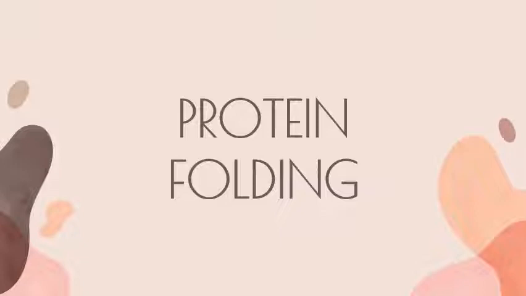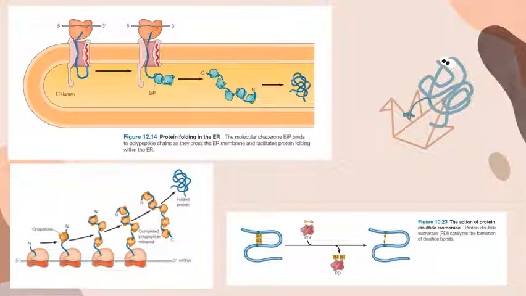Here we are going to cover protein folding. The linear protein translocated into the ER lumen will be folded and assembled into a multi-subunit protein by molecular chaperones. Here these are the molecular chaperones, BiP chaperones, one of the members of the HSP70 chaperone family.